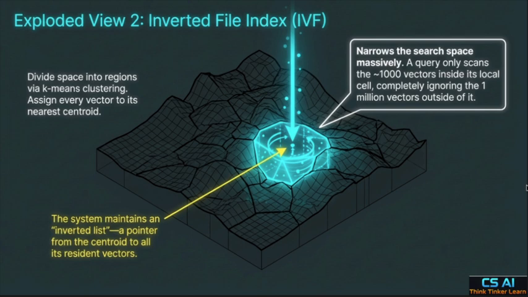A more robust approach is the inverted file index. We divide our high dimensional space into regions using k-means clustering. Each region has a centroid. When we store a vector, we assign it to the nearest centroid. The system maintains an inverted list, a pointer from the centroid to all its resident vectors. At query time, we only scan around 1000 vectors inside the closest cell, completely ignoring the millions of vectors outside of it. This narrows the search space massively.